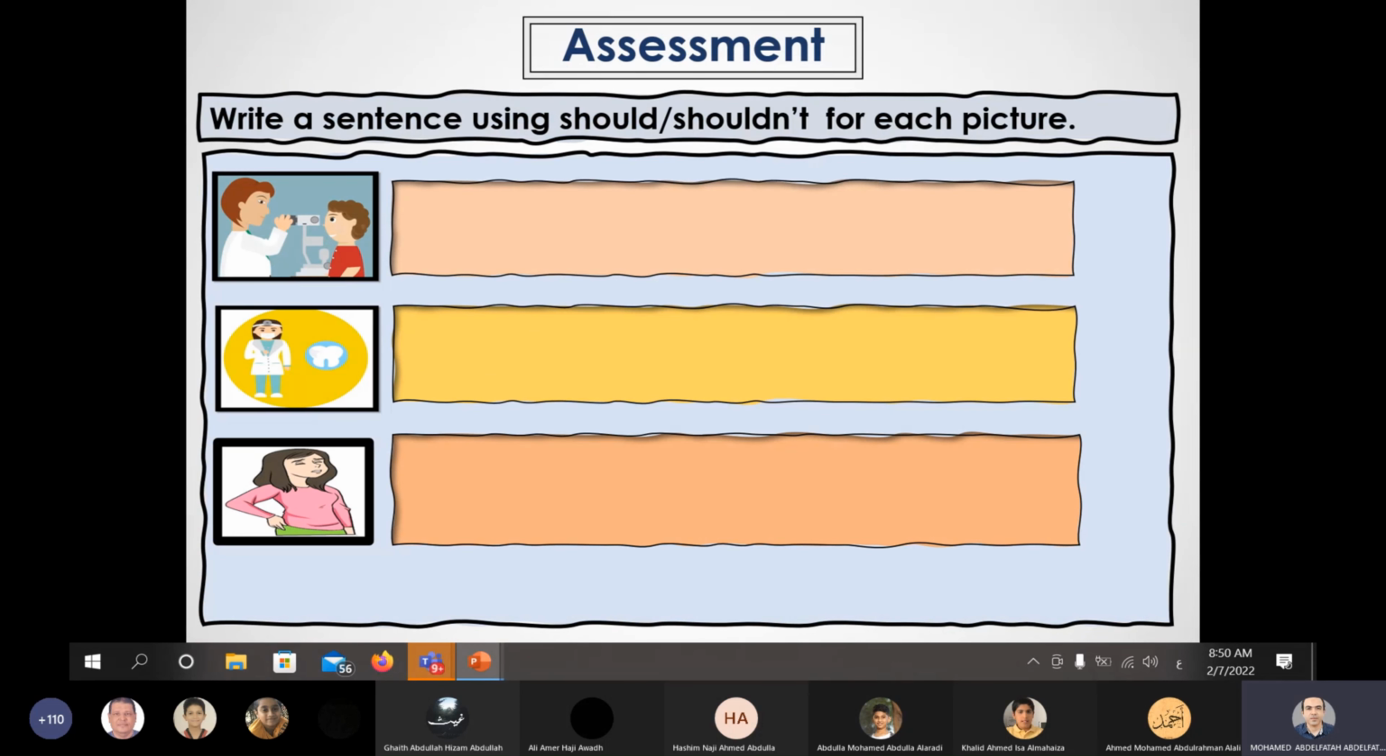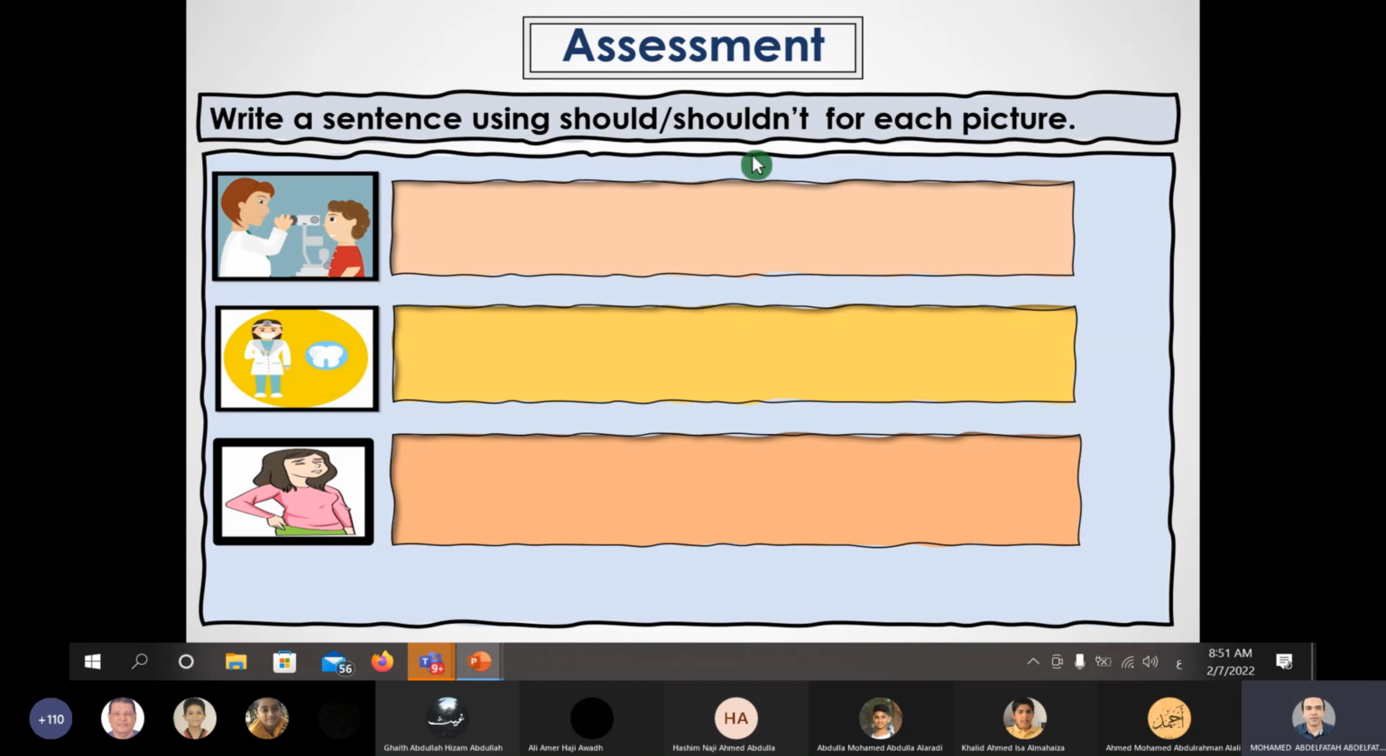Now, students, it's a time for writing. This will be the last activity today, okay? Now I will check if you got the message of our lesson today or not. Now I am going to see if you understood our lesson today about should or shouldn't, okay? Now write a sentence using should or shouldn't. Don't use must. Today we are talking about only should and shouldn't.